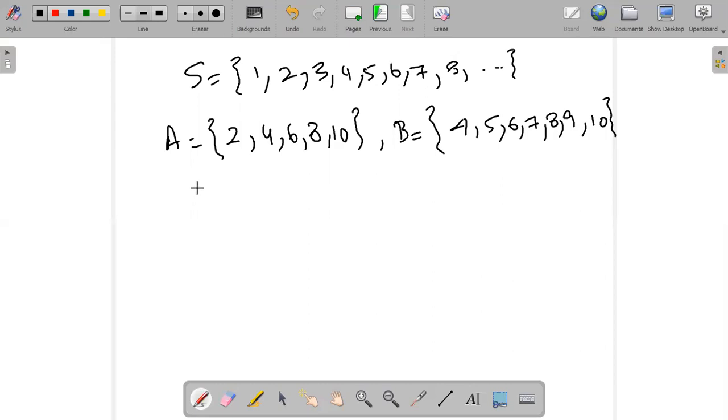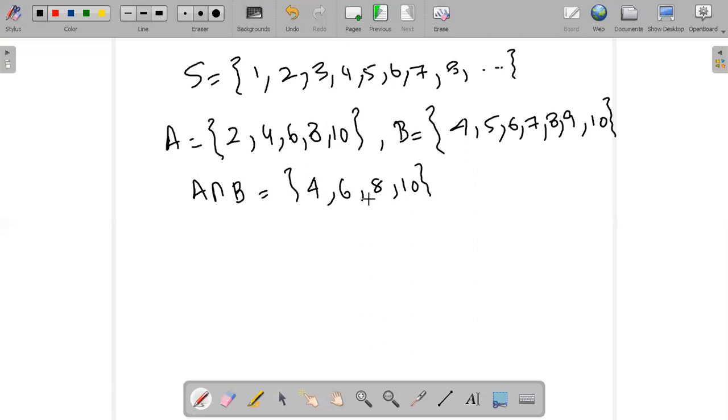Now we'll put the intersection, A intersection B, which is 4, 6, 8, and 10. These are the elements of the intersection, the common elements with respect to A and B.